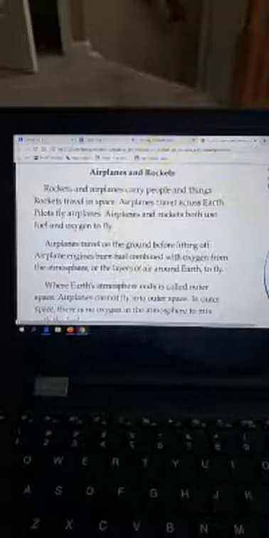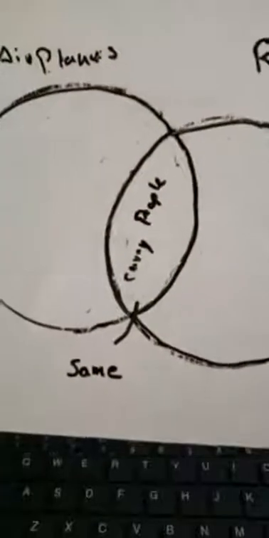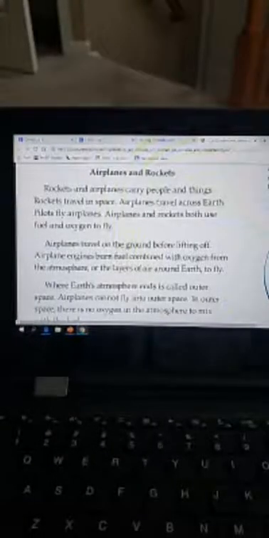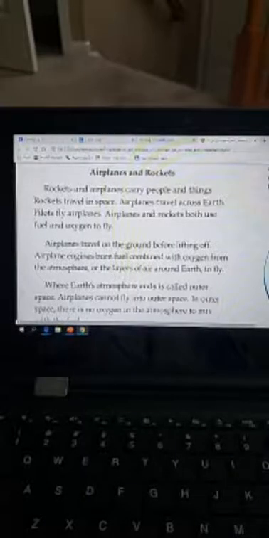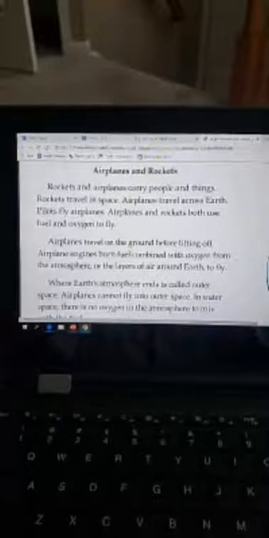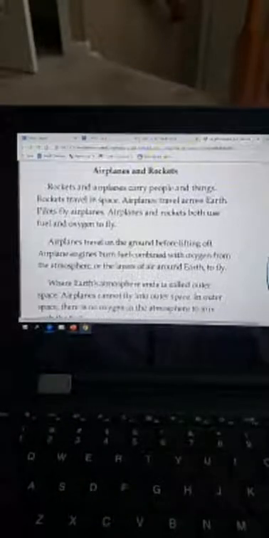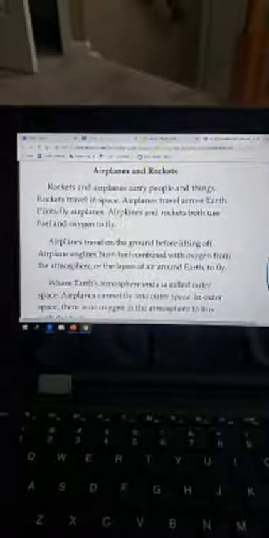So at this point, you should be using the text to complete your Venn diagram. Once you complete your Venn diagram, submit it to myself or Miss Hardy, or you can come on and go live and we can discuss your answers live. In about 3 minutes, I would love for a student to come on live.